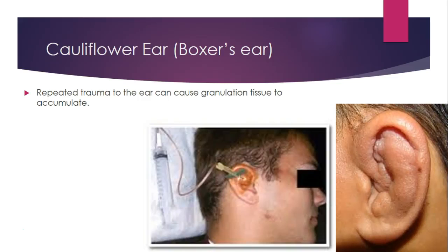Cauliflower ear, or boxer's ear. So you're seeing trauma to this ear causing inflammation and swelling. If you do not drain that fluid out, it causes calcifications in this ear, and you get a lifelong look like this. Drainage is done just by using a butterfly and pulling it out through a syringe.